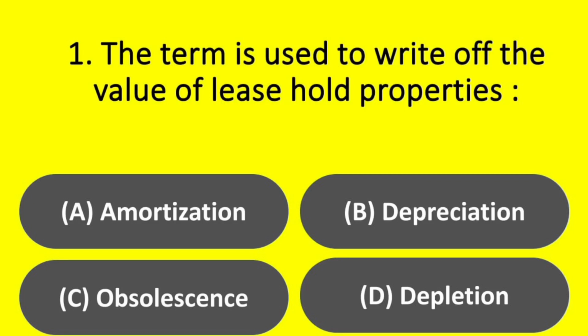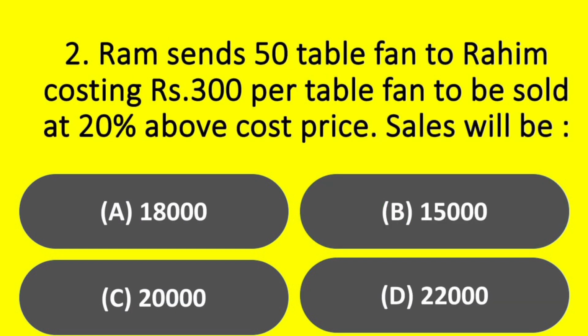Question. The term is used to write off the value of leasehold properties. Options. Option A, amortization. Option B, depreciation. Option C, obsolescence. Option D, depression. Answer. Option B, depreciation.